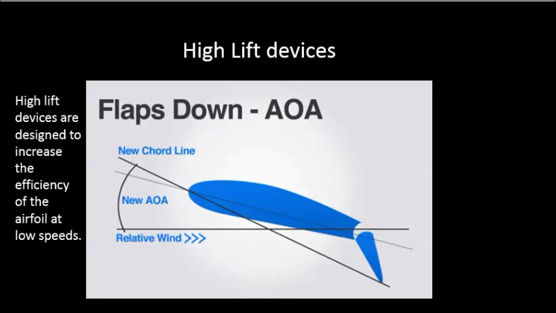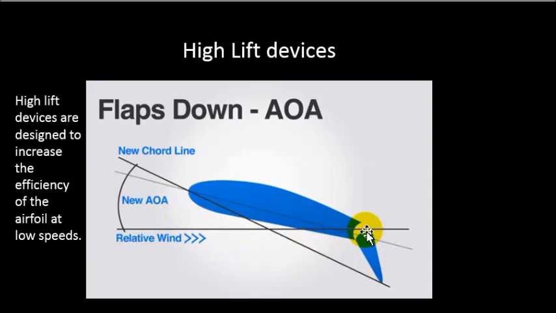High lift devices. High lift devices are designed to increase the efficiency of an airfoil at low speeds. So this goes back to our swept-back aircraft. At higher speeds, very effective. Low speeds, they get really, really poor. Wing flaps actually kind of delay the stall. Gives you a new angle of attack.